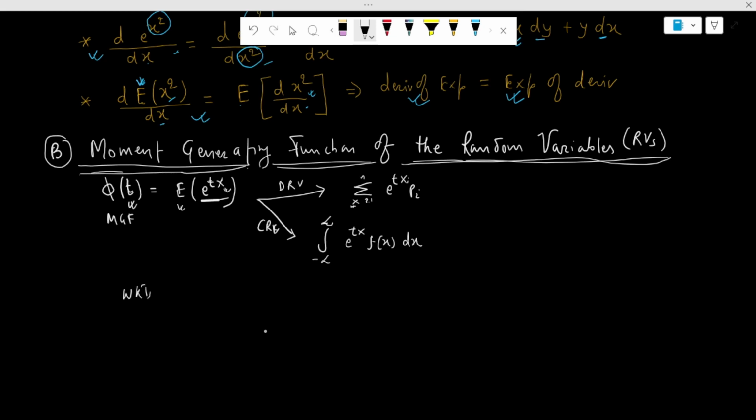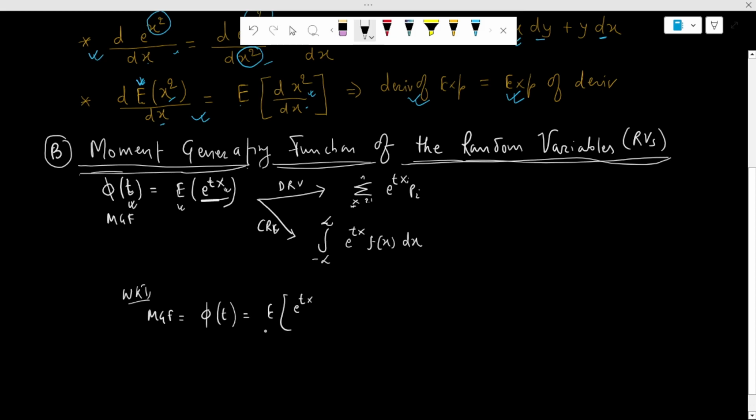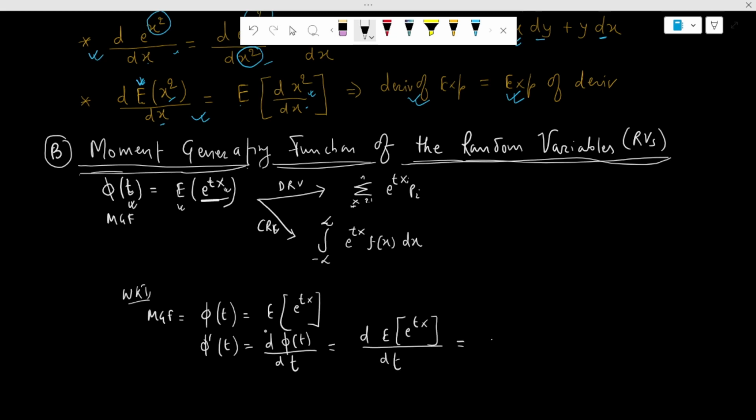Now we have seen that our moment generating function is a function of t, and we take the expectation of e to the power tx. So this is our moment generating function. Now let us take the derivative with respect to t, the derivative of the moment generating function divided by dt. First of all, we know that the derivative of expectation is equal to the expectation of the derivative. So let us write the expectation, and inside we take the derivative.